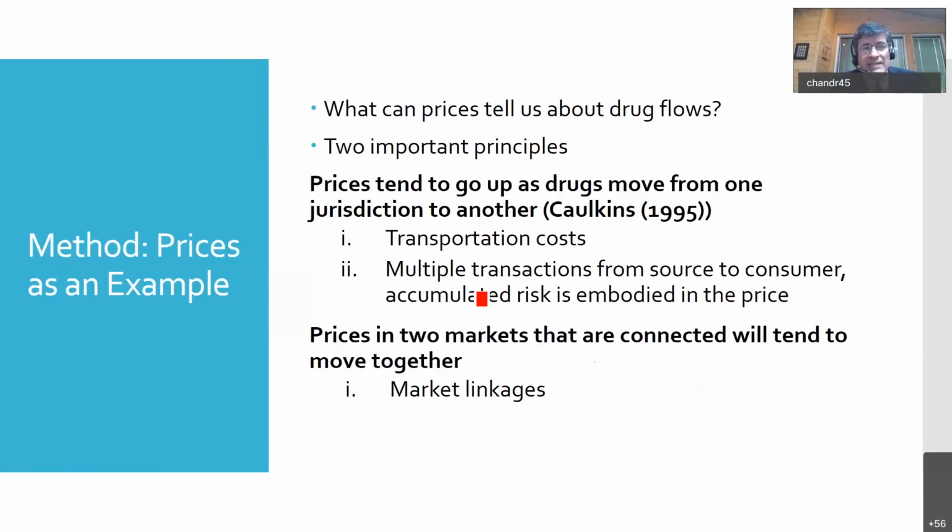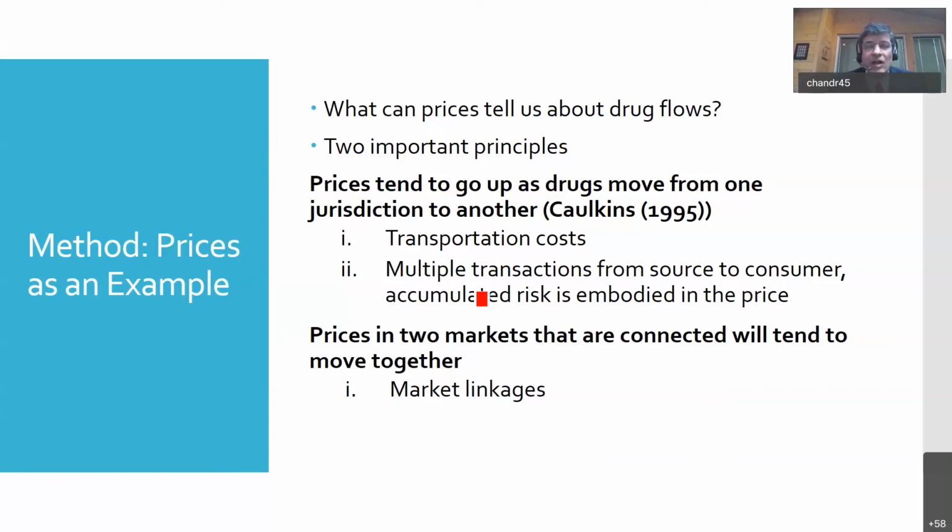So let's think about prices as an example, and a lot of this logic applies to purity data and seizures data as well. So the big question is, what can prices of illegal drugs tell us about drug flows? And it turns out that if we put into place just two very simple principles, we can actually extract a lot of information about these prices. Okay? So the first principle is that the prices of illegal drugs tend to go up as they move from one jurisdiction to another.